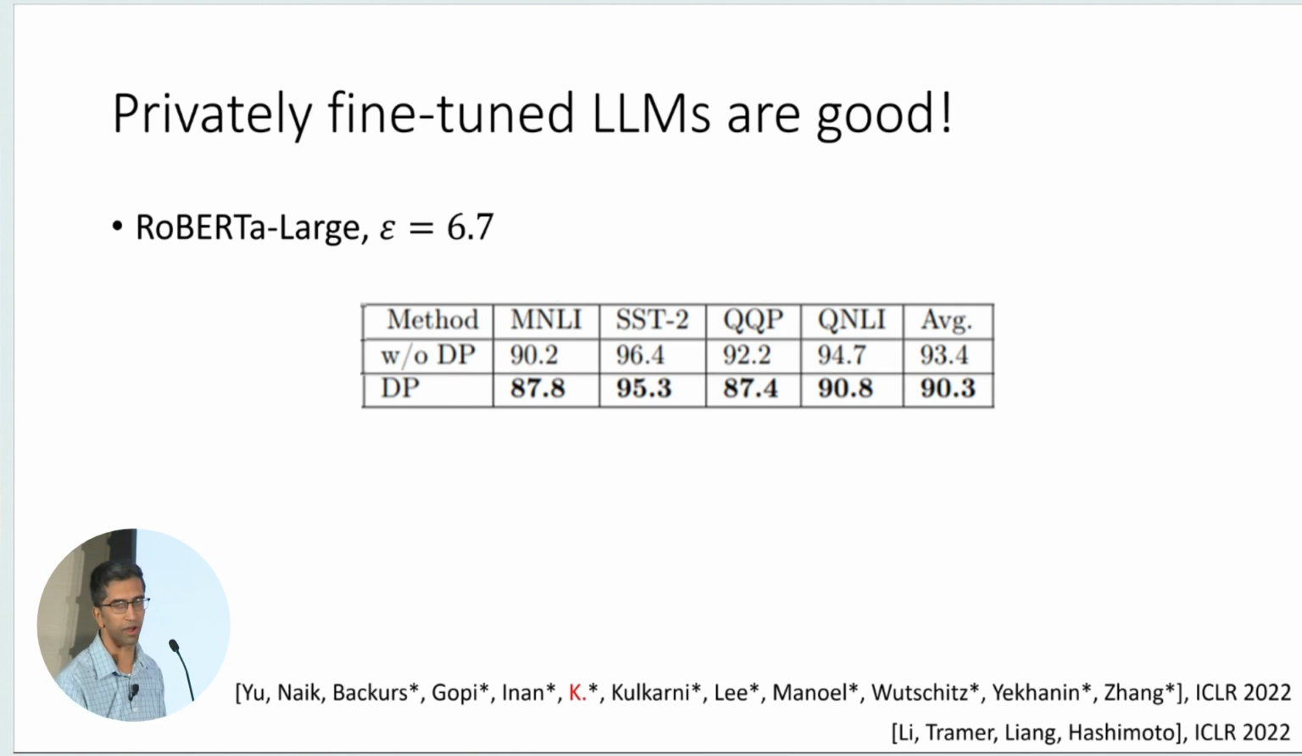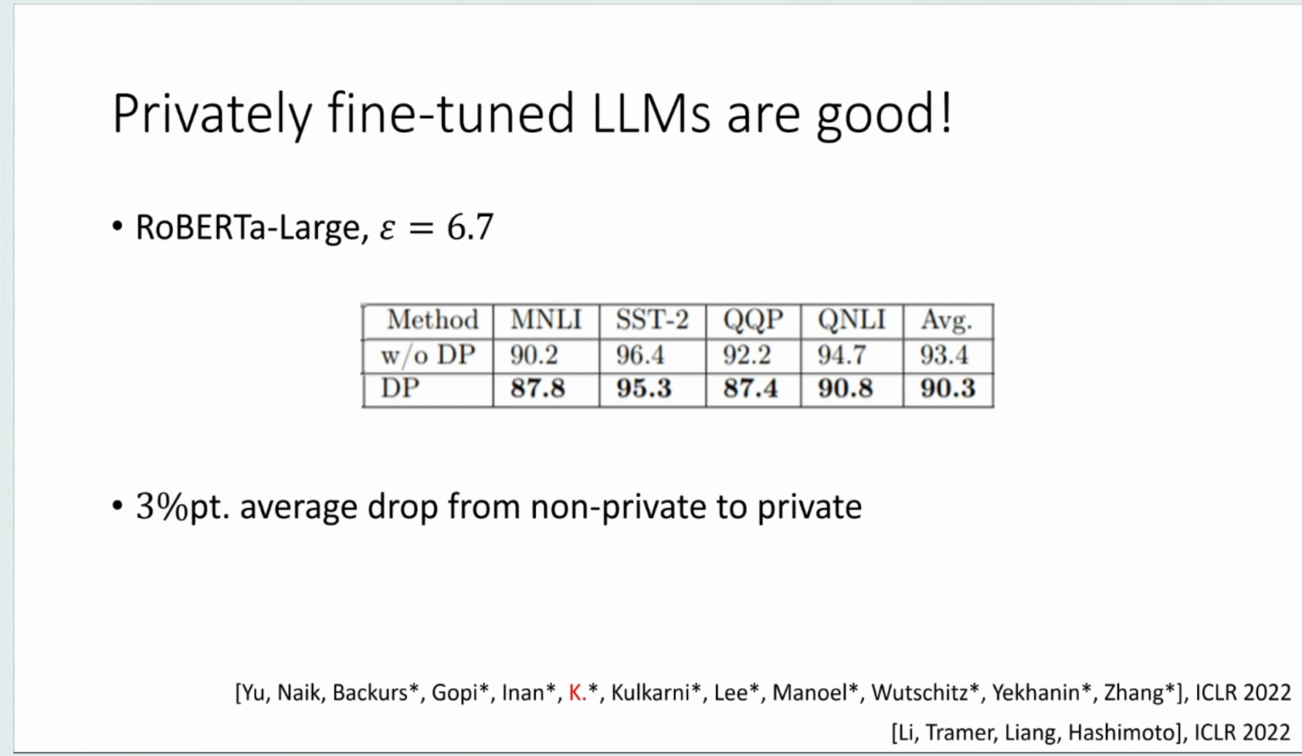So for those in the know, these experiments are on RoBERTa large, and here's a bunch of GLUE tasks. But if that's not familiar to you, don't worry too much about it. The main thing I want to get across here is this number, 93.4% accuracy, is how much accuracy you get in this setting without differential privacy. And then the number below is what we're able to achieve with differential privacy, 90.3. And so we can see that there's only a 3.1 percentage point average drop from non-private to private.